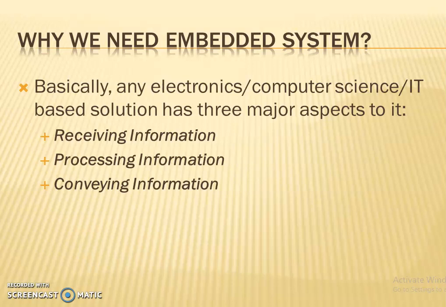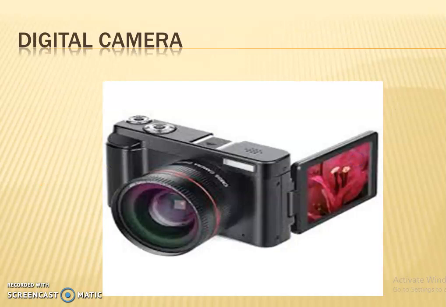Let us see some examples of embedded system. First one is the digital camera. The digital camera is a typical example of an embedded system with data collection, storage, and representation of data. Images are captured and the captured image may be stored within the memory of the camera. The captured image can also be presented to the user through an LCD display unit.